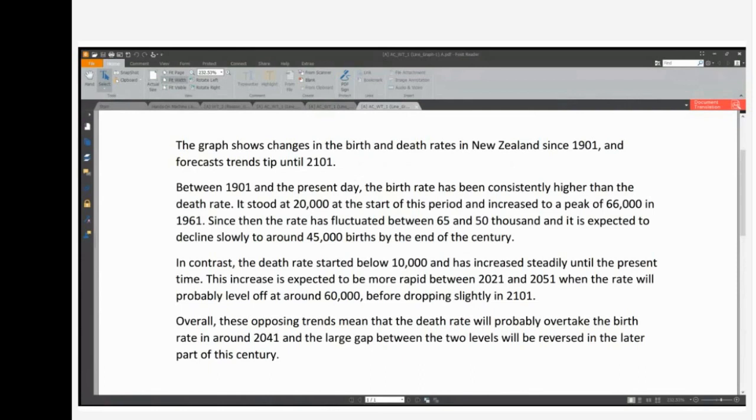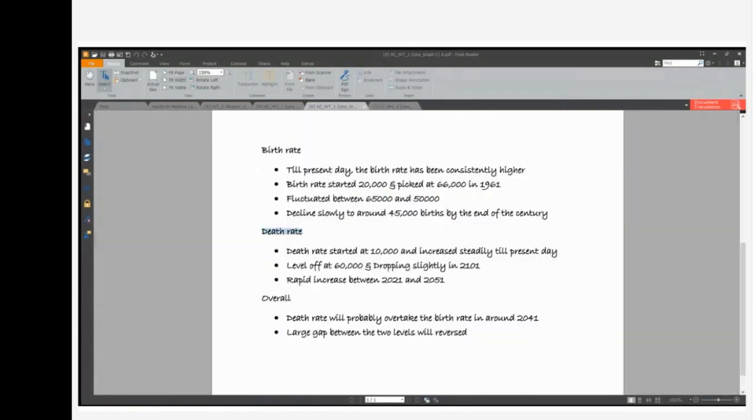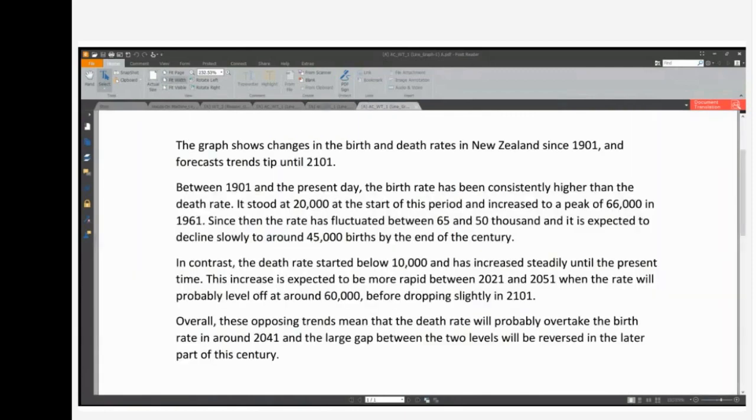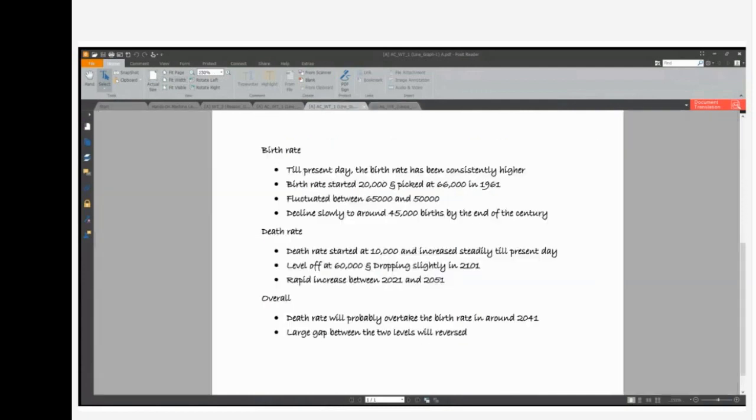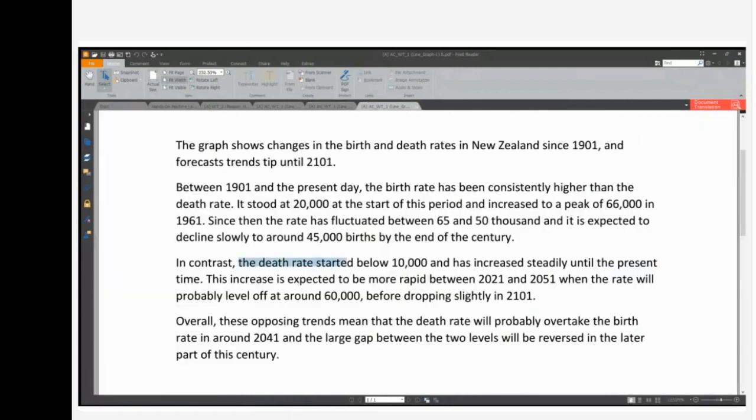This is very important. Now we are going to discuss the death rate. We can start it very nicely with in contrast to the birth rate. So you can start with, like, in contrast. Then we have to describe the death rate started at 10,000 and increased steadily till the present day. So the death rate started below 10,000 and has increased steadily until the present time.